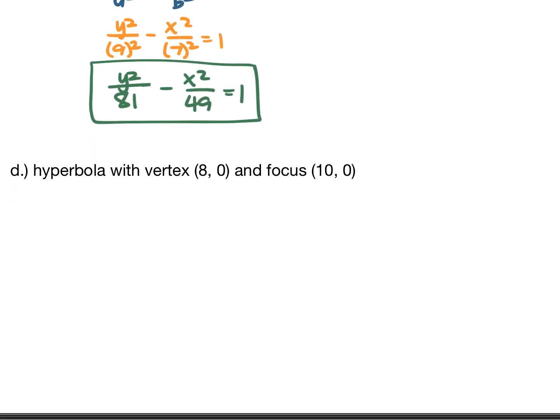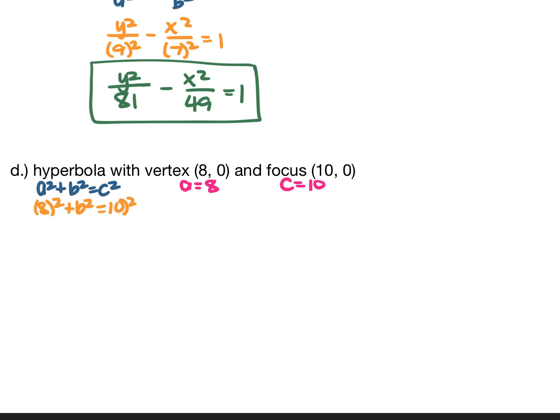For your last example, you have a hyperbola with a vertex of 8, 0 and a focus of 10, 0. So A is equal to 8, C, because it's your focus, is equal to 10. So we are missing B. We're going to use A squared plus B squared is equal to C squared to find B. That's going to give us 8 squared plus B squared is equal to 10 squared. Your 8 squared is 64. Your 10 squared is 100. Subtract your 64 over, and you have that B squared is equal to 36.